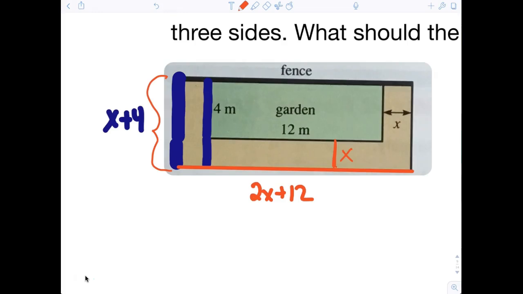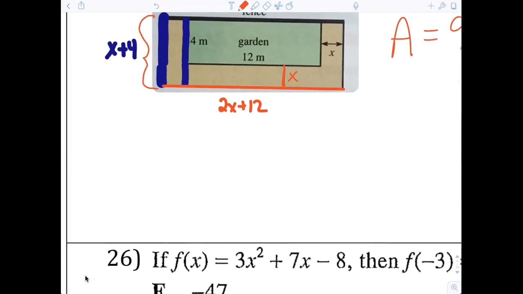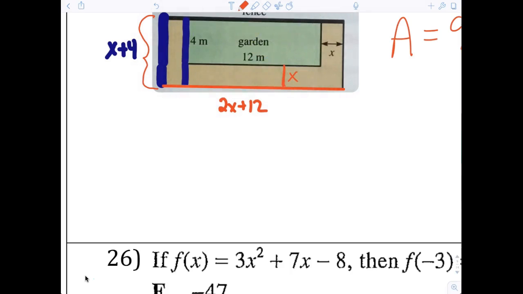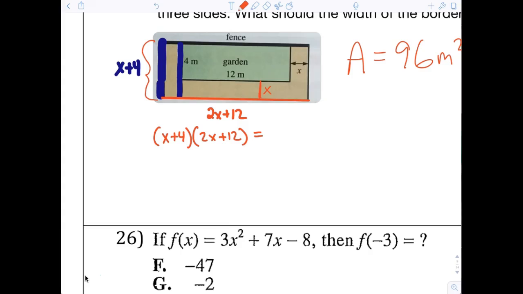All right, so now, what is the area in terms of x? Someone tell me. The area is 4 plus x times 12 plus 2x. Yeah, in parentheses: x plus 4 or 2x plus 12. Yes, equals. Now, what's the numerical value? 96. 96, guys. Come on, we can do that.